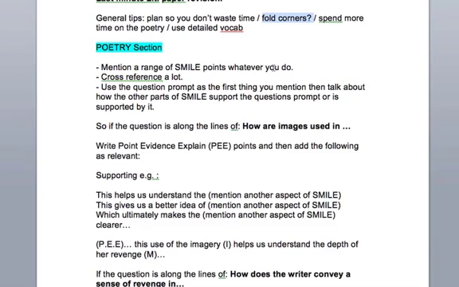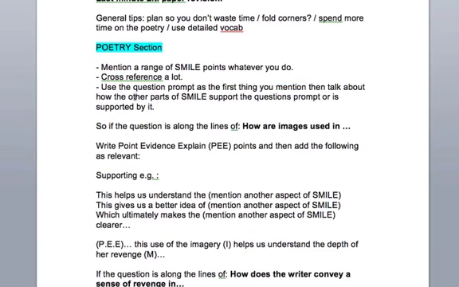Mention a range of SMILE points, whatever you do. So the subject, the meaning, the images, the language, and the effect, pick them out. Cross-reference a lot, as much as you can. Use the question prompt as the first thing you mention. Basically, whatever the question says is on, language, feelings, emotions, anger, you answer that first. That's how you start talking about it.